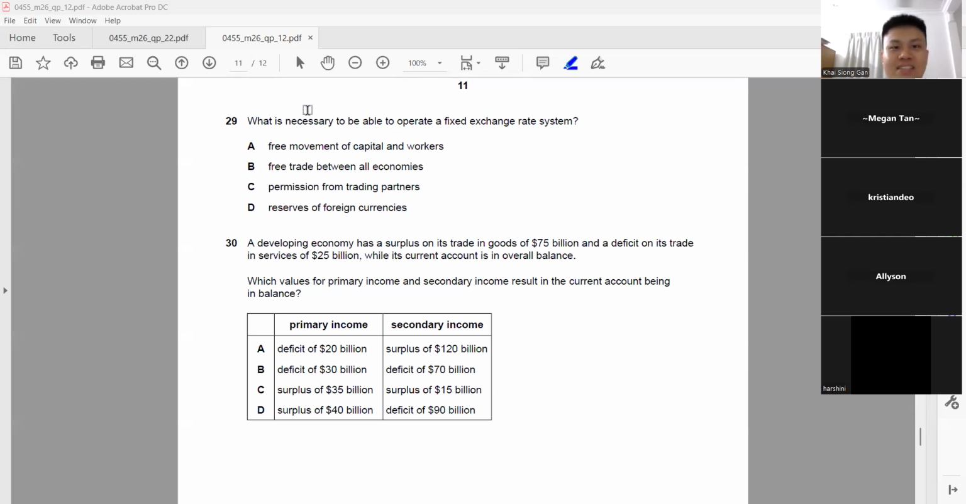What is necessary to be able to operate a fixed exchange rate system? Fixed exchange rate system means the government will come in and intervene in the exchange rate. So what will be the answer for this one? Yeah, Ryan, okay. Wait, this one, 29.